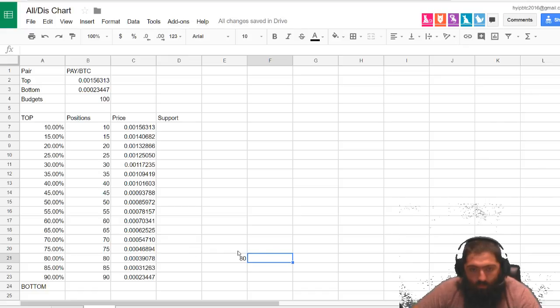Does that help? Yes, Chris, that is exactly right. Pick your coin, see where the top is, see where the bottom is, or where you believe the bottom could be. See where it is in relation to the 50-50 split, and then buy your positions accordingly.